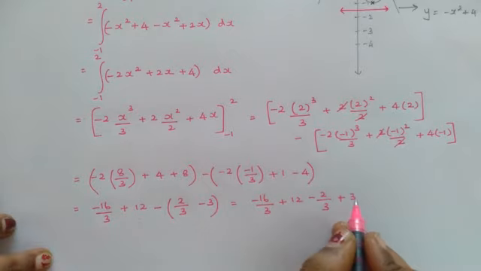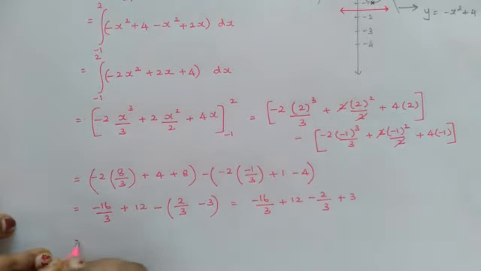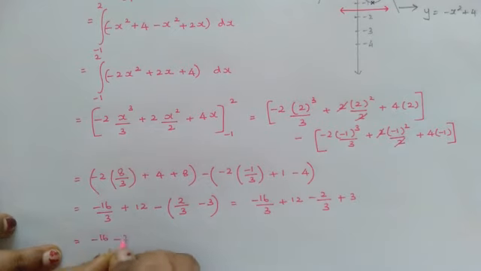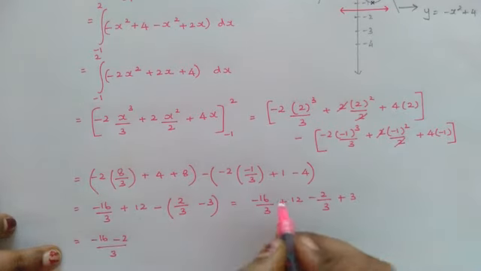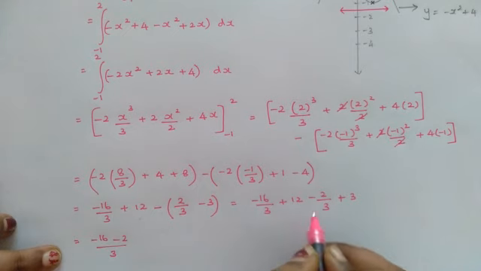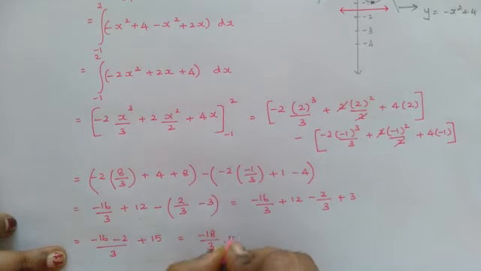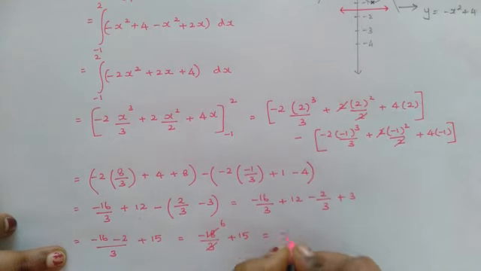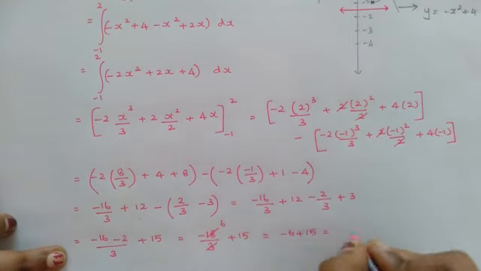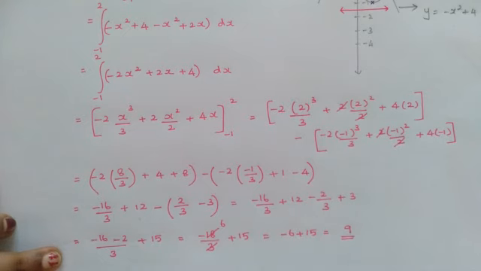Right. Now 12 plus 3 becomes 15. So here minus 16 minus 2 by 3. Because the two fractions are having the same denominator, like fractions, so we can club it like this, plus 15. Minus 16 minus 2 becomes minus 18 by 3 plus 15. Minus 18 by 3, that is minus 6 plus 15, which is 9. So this will be 9 unit squares, which is nothing but the area of this bounded region.